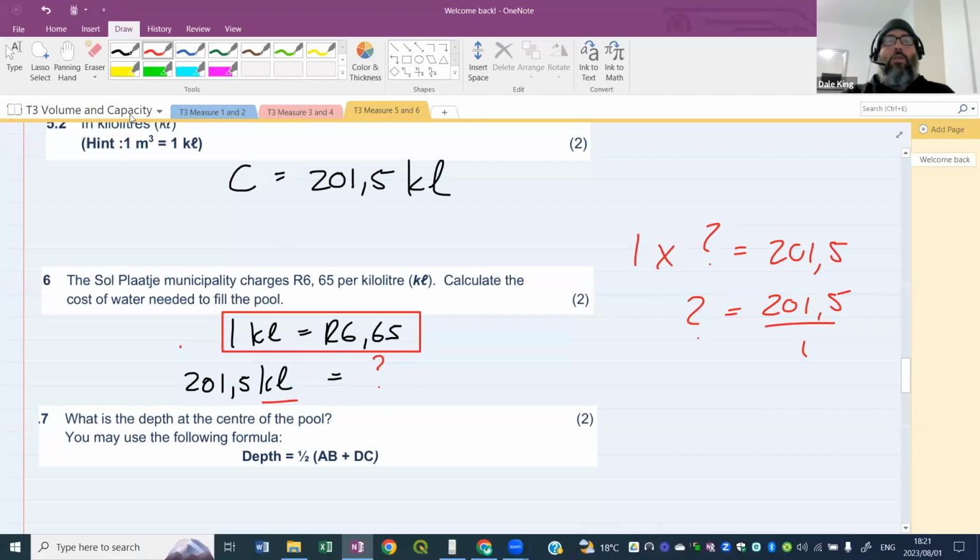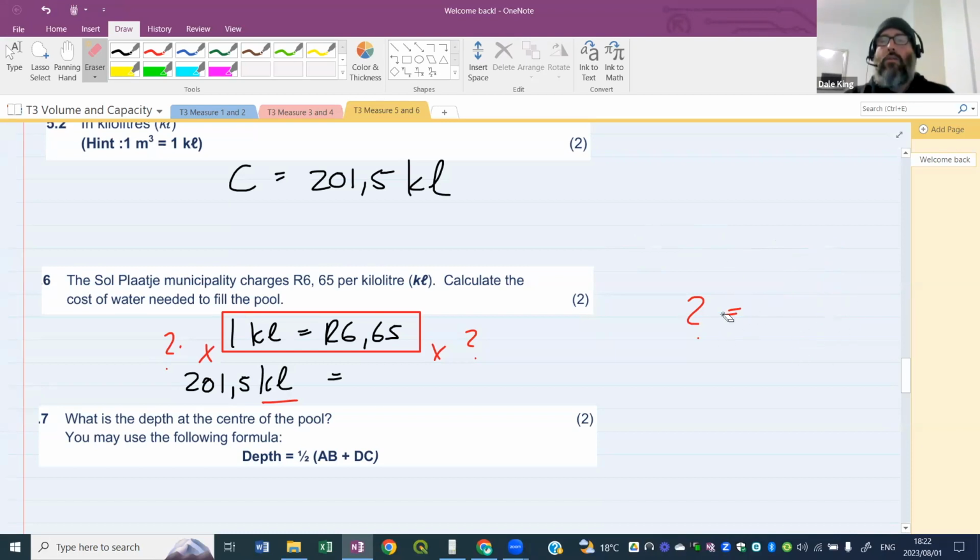And then use that to times your 6.65 Rand by. So you're going to times 6.65 Rand by this number because you're timesing the 1 by this number to get 201.5. Absolutely. I often use this as well when there's a relationship between two numbers. All right. So, Lufuno, thank you for that. It's a very good method. Do you use it often?